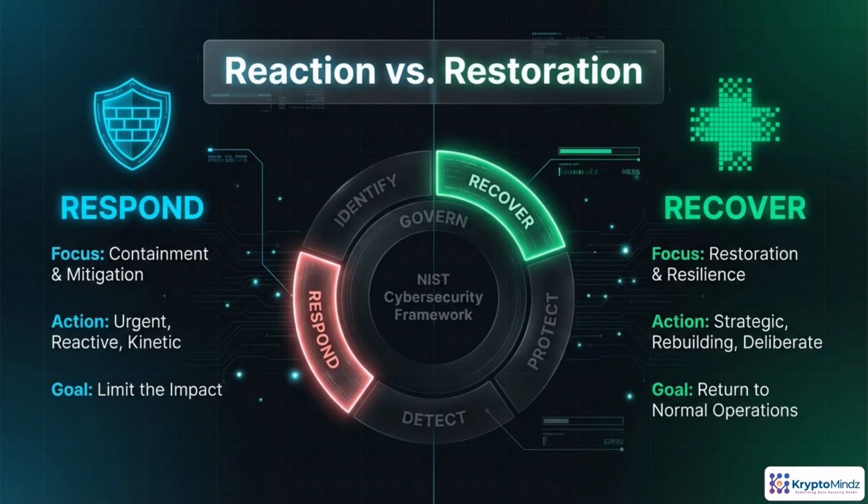In NIST CSF, respond and recover are related, but solve different problems. Respond is your emergency mode. You're containing, mitigating, and stopping the bleeding. Actions are urgent and reactive: blocking traffic, isolating hosts, executing playbooks to limit impact right now. Recover kicks in once the fire is under control. It's strategic and deliberate: restoring services, rebuilding systems safely, validating data, and strengthening resilience so the next incident hurts less.